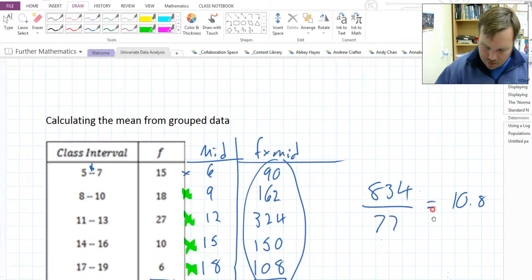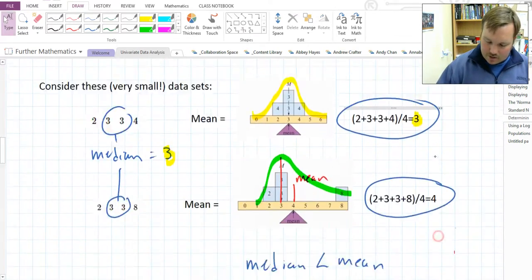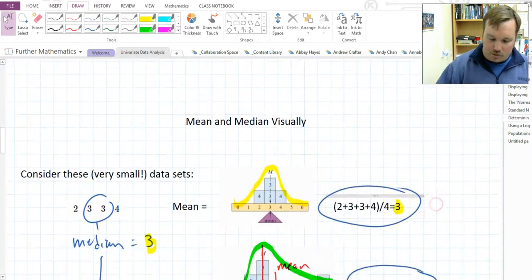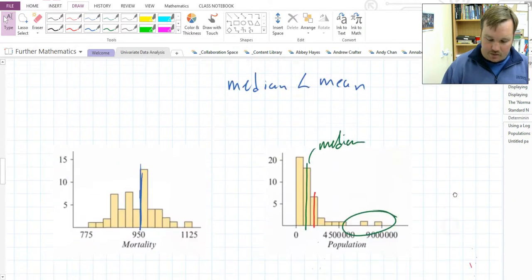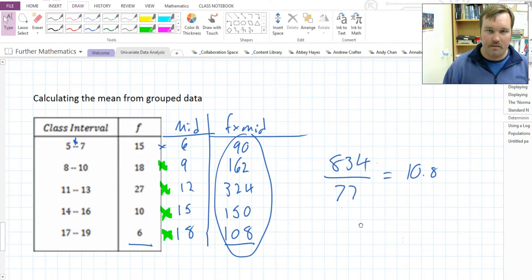Alright. That is all for now. So, 3 tricks. One is determining outliers. One is the relationship between mean and median in skewed data. And the other is how to find the mean from group data. All right. Thank you very much.